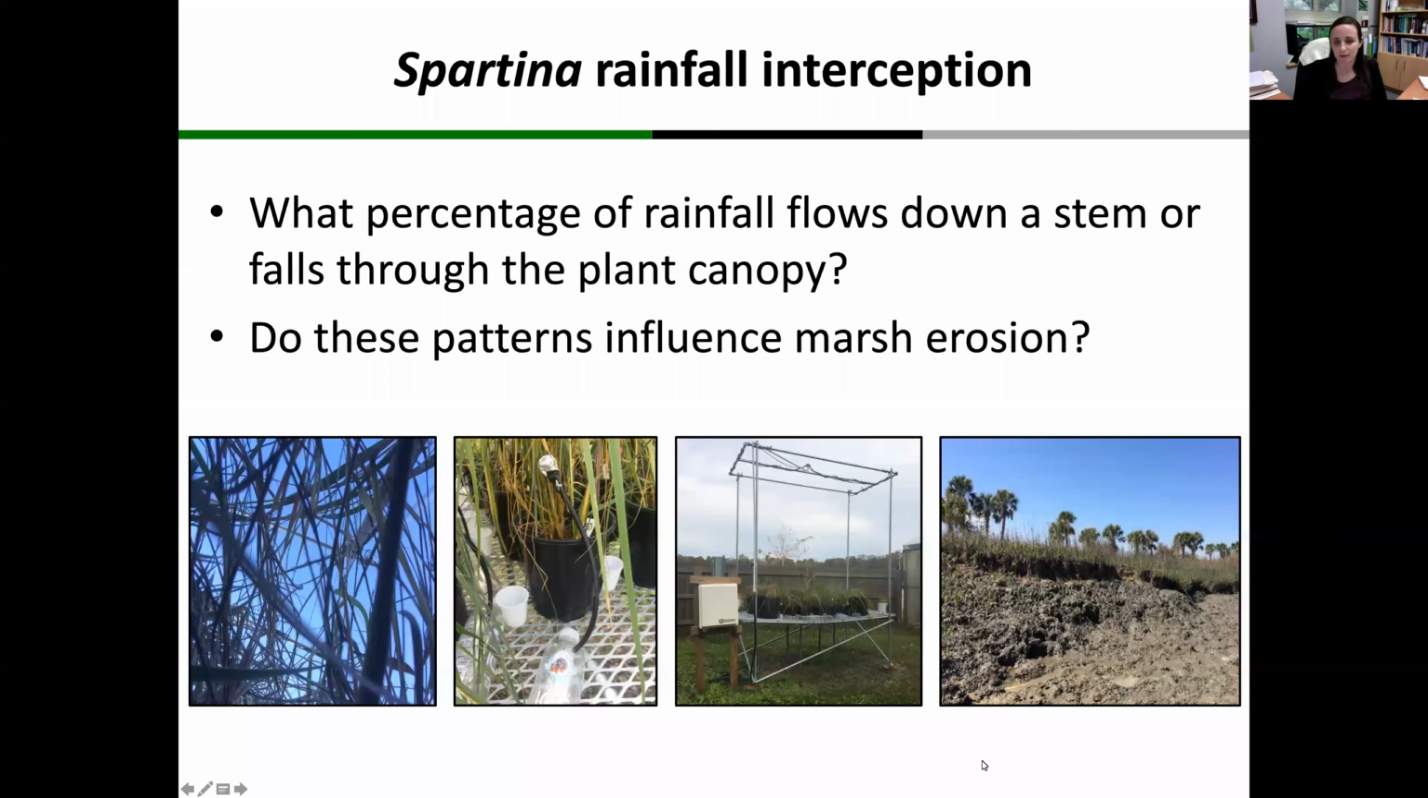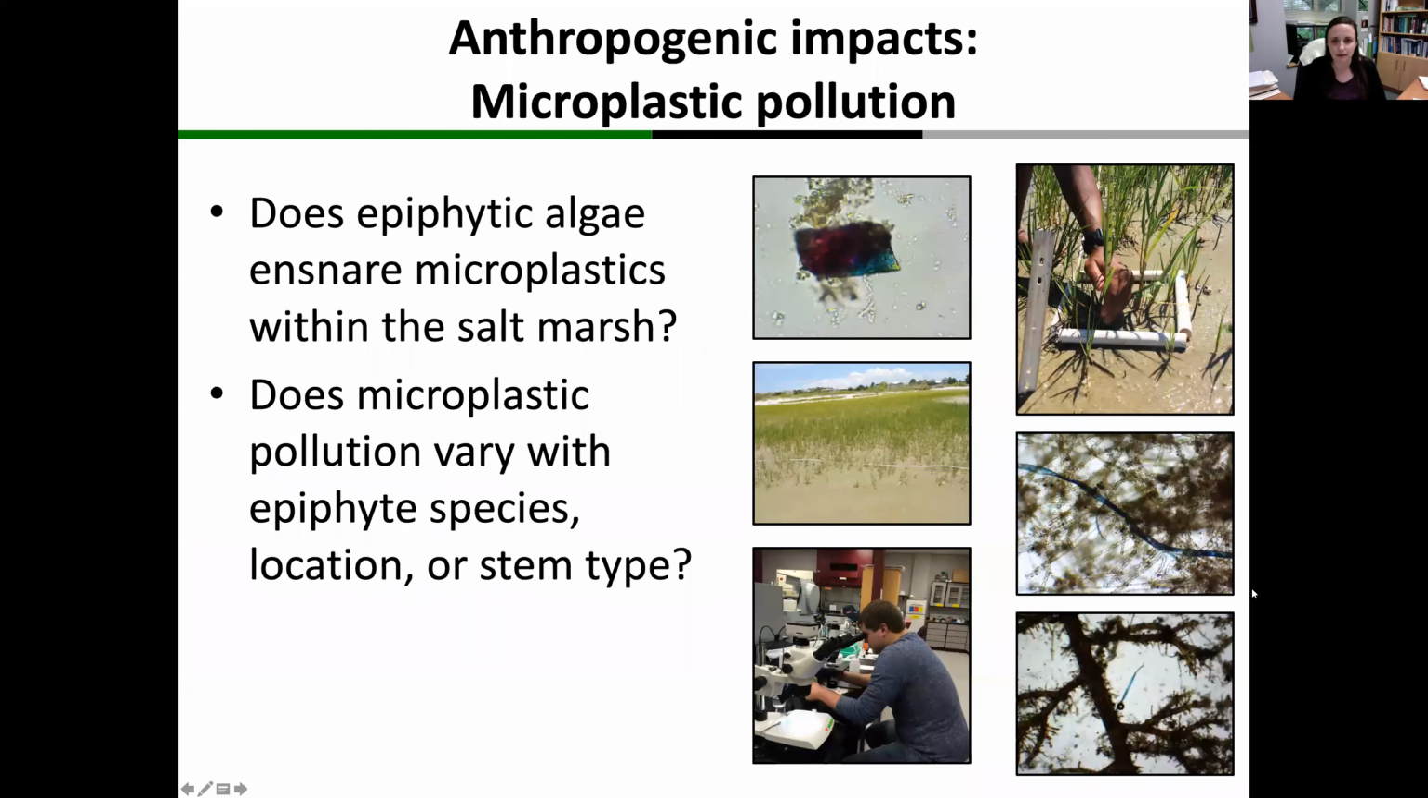And this is a collaborative project with Dr. Van Stan. And ultimately, we want to understand both how the plants are interacting with the rainfall, but also how that might impact coastal marsh erosion, because that is a huge problem for many coastal locations where salt marshes are the habitat.